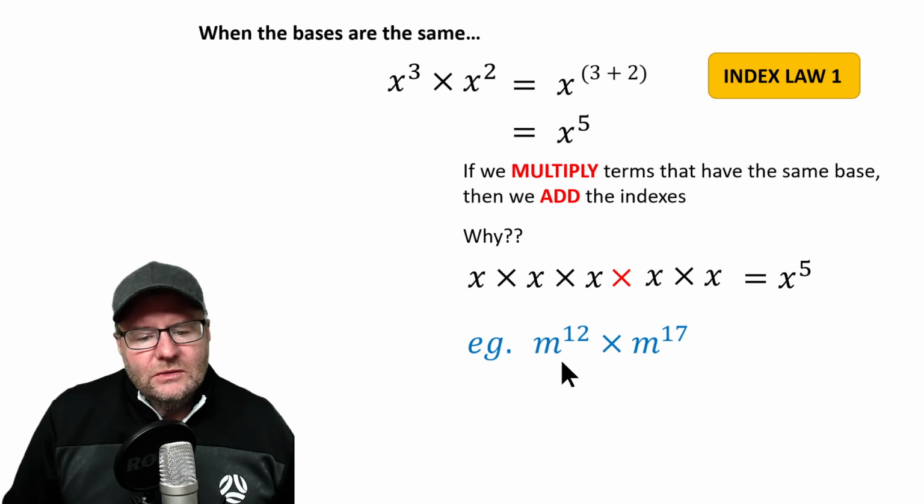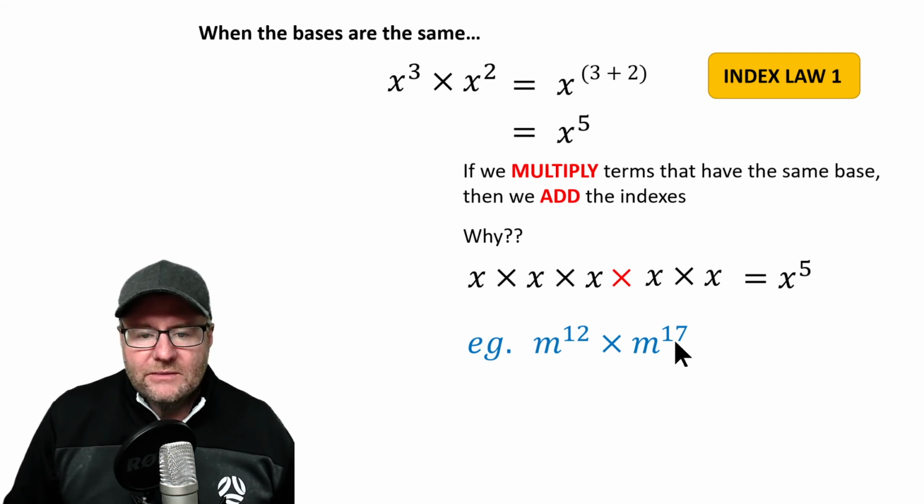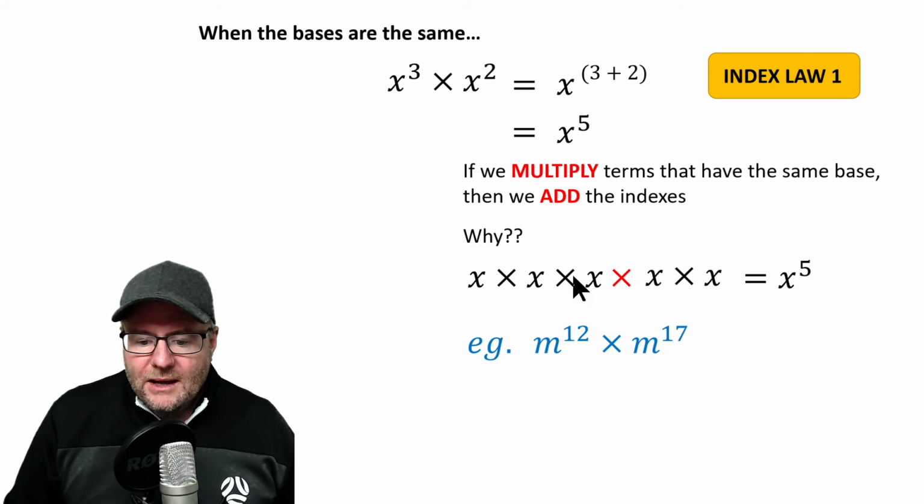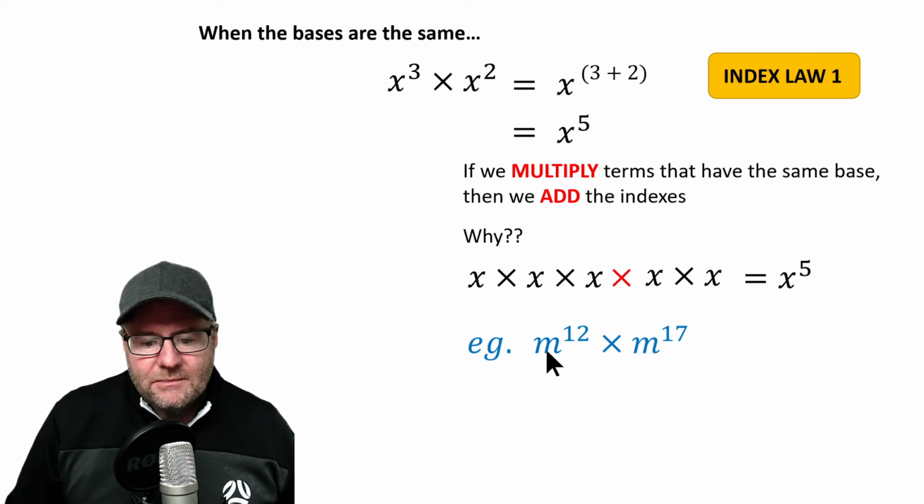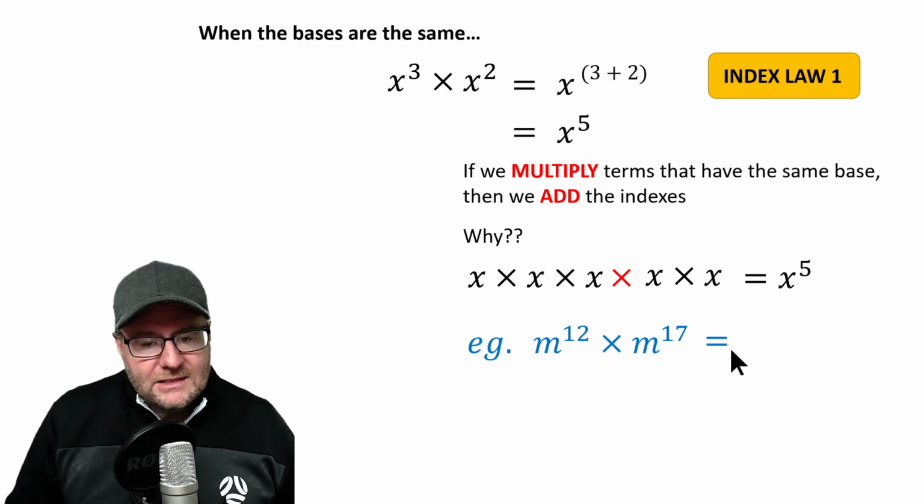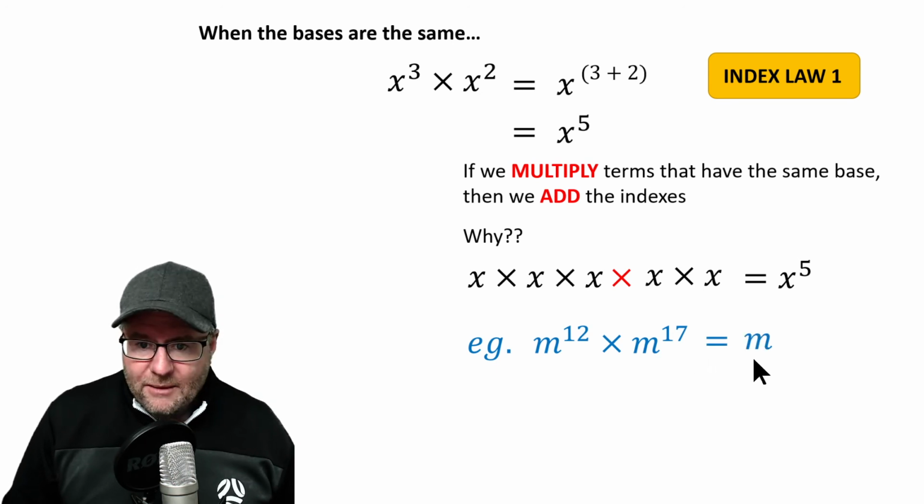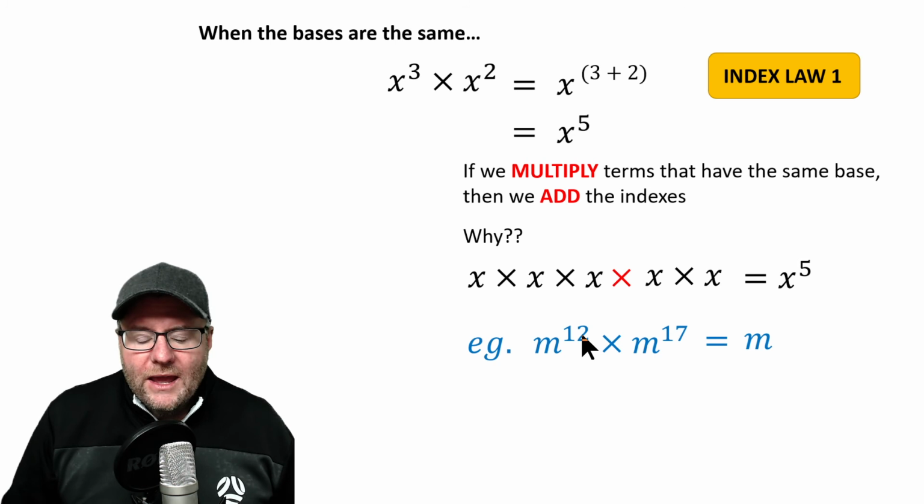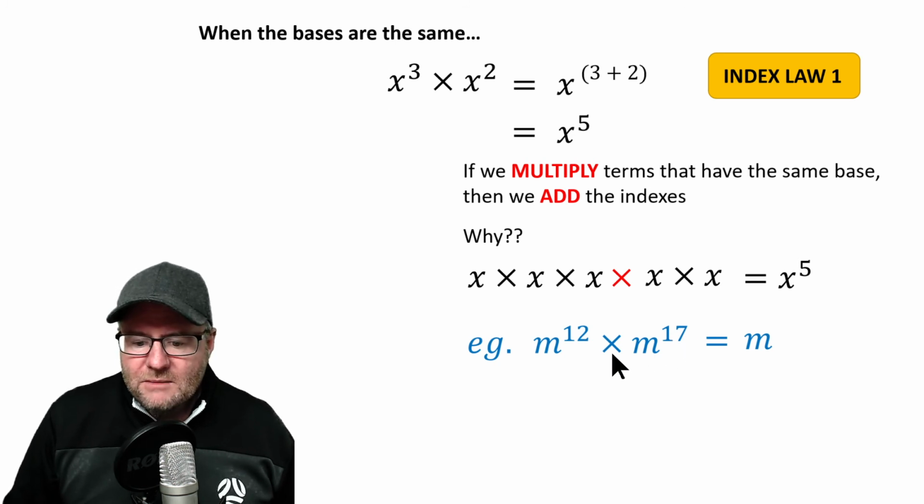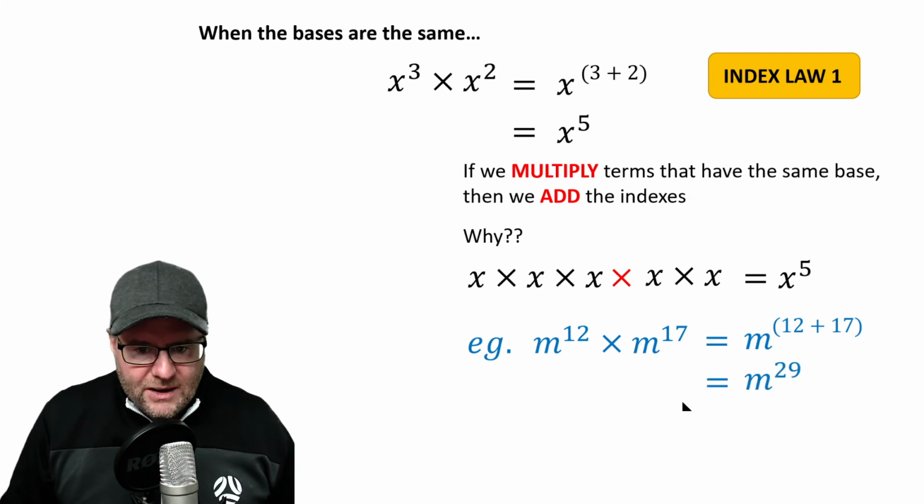Let's look at one more example. m to the 12 times m to the power of 17. Big numbers, but the rule still applies. My base is the same. They're both m's, so the answer in my base will also be m. That doesn't change. I add the indexes. Because I'm multiplying, I add the indexes. That's what my rule here says. I get m to the power of 29.